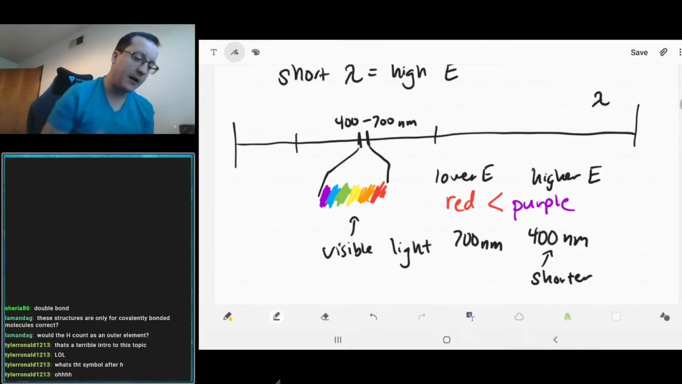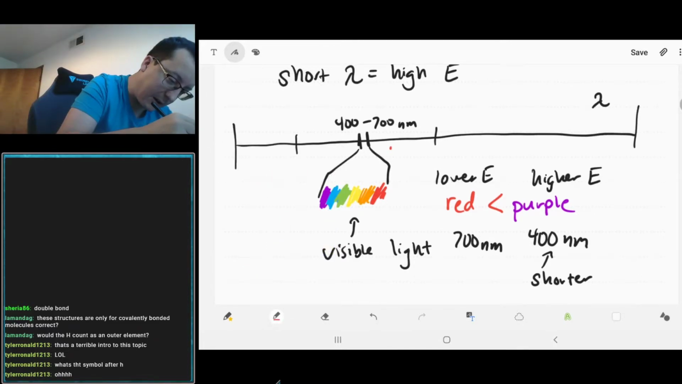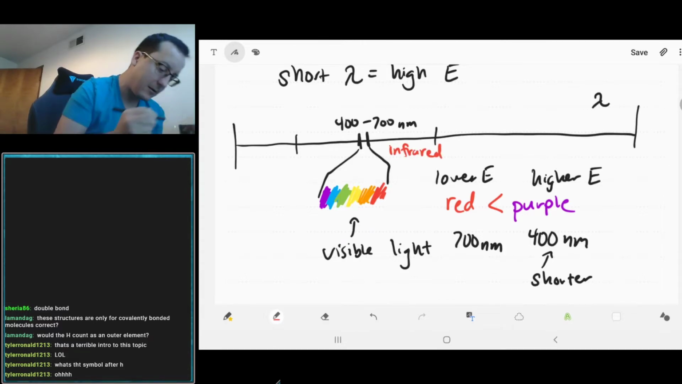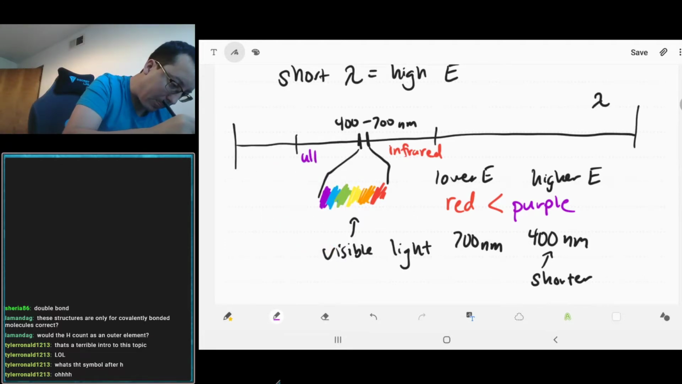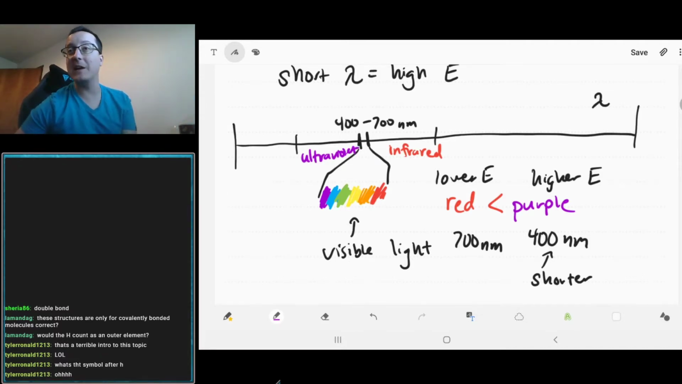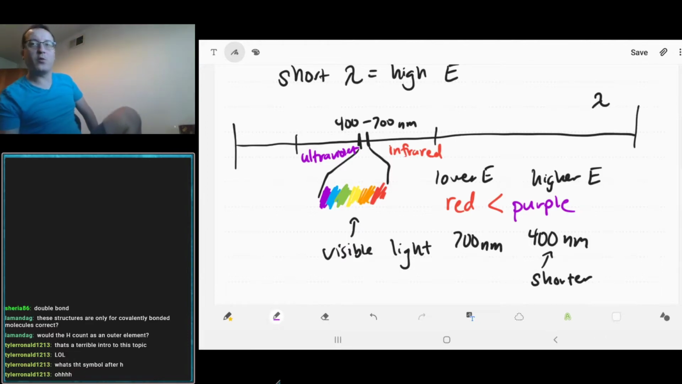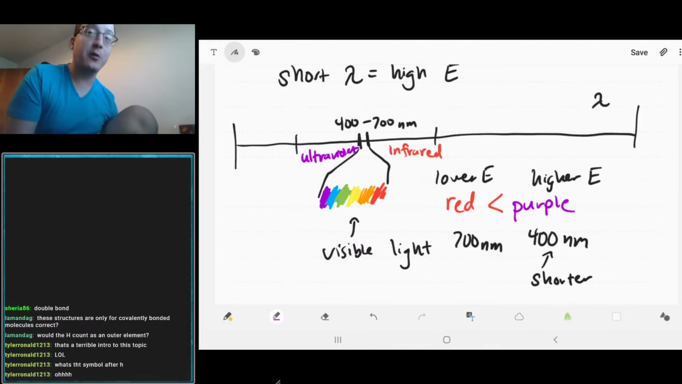All right, going on either side of those, we have two regions called infrared. And then here we have ultraviolet. So they are flanking red and violet, purple. So that's why those ones are going to be on either side. Infrared will have lower energy than red light, whereas ultraviolet will have higher energy than purple light.